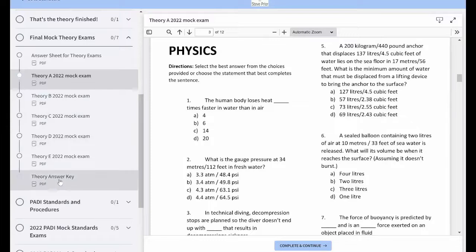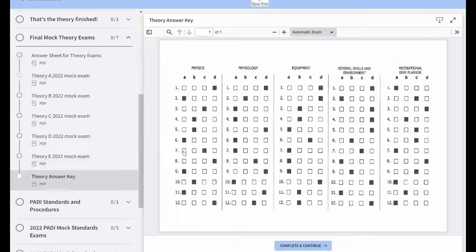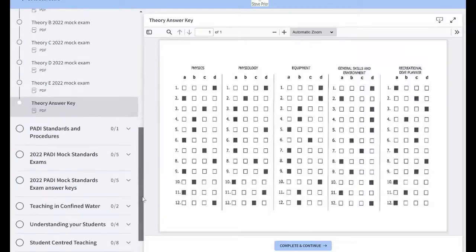Then once you've done the mock exams, you can go to the answer key here and check your answers. And clearly, if you've got some wrong, you don't understand them, or you've forgotten, you can go back to the lessons and catch yourself up again. So you can work at your own speed, your own pace, and it's fun working through it this way.